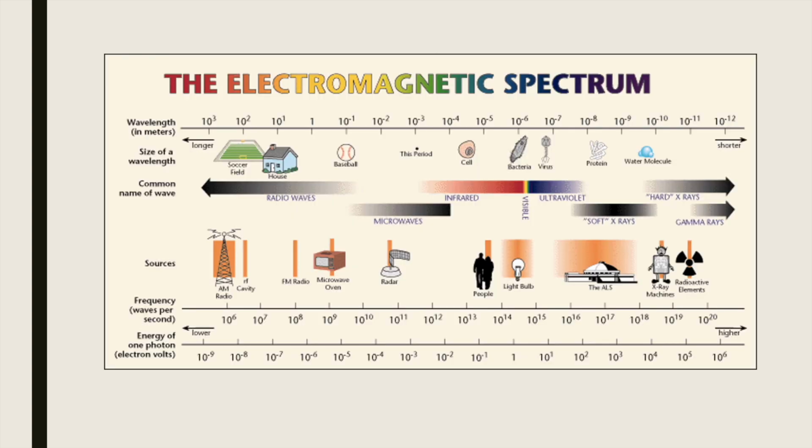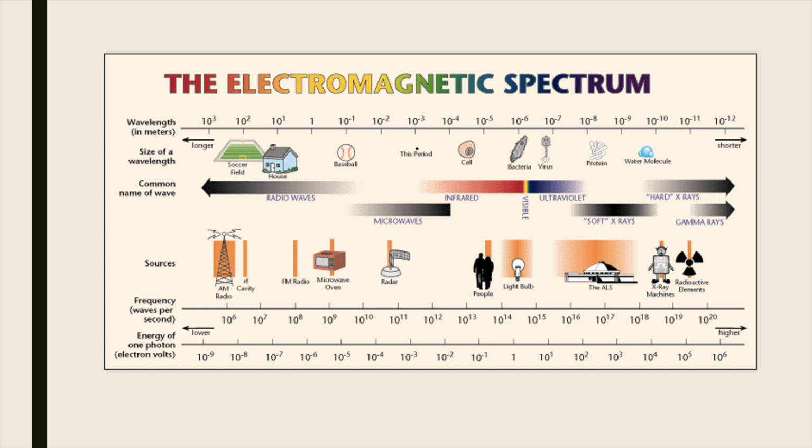So here we can see an example of the electromagnetic spectrum. And at the very top, it is giving us the wavelengths of different types of waves. So the longest wavelength waves are radio waves on the far left. Gamma rays on the far right have the shortest wavelengths. And they also give us some visuals to help us have an idea of how big those waves would be. So radio waves have really long wavelengths. Their waves are as long as a soccer field or a house.